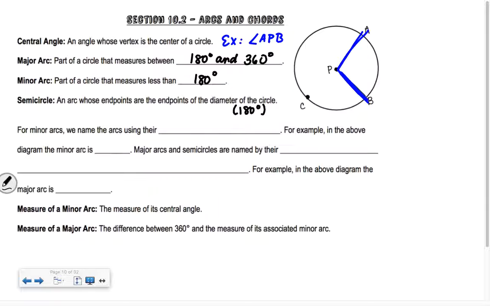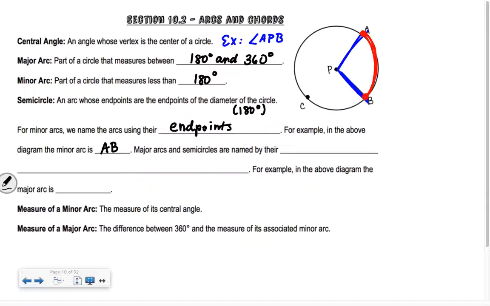So for minor arcs, an example of a minor arc would be from here to here. Arcs are these lengths along the edge of the circle. Not lengths necessarily, but angles along here. So from here over to here, that would be a minor arc. We name it just using two letters, so I just say AB. We name arcs using their endpoints. So for example, in the above diagram, the minor arc is AB.